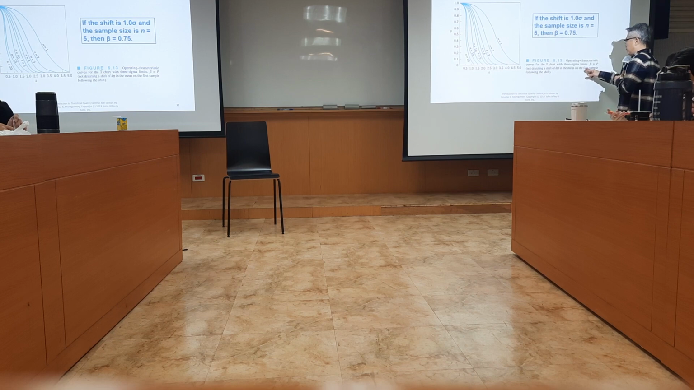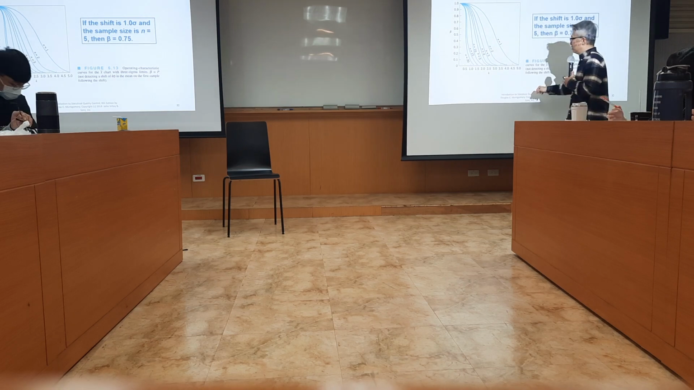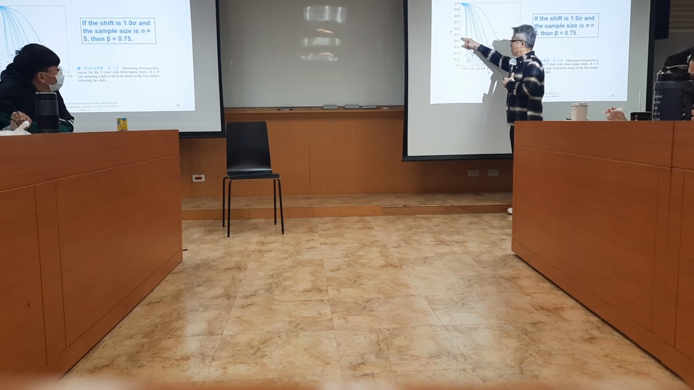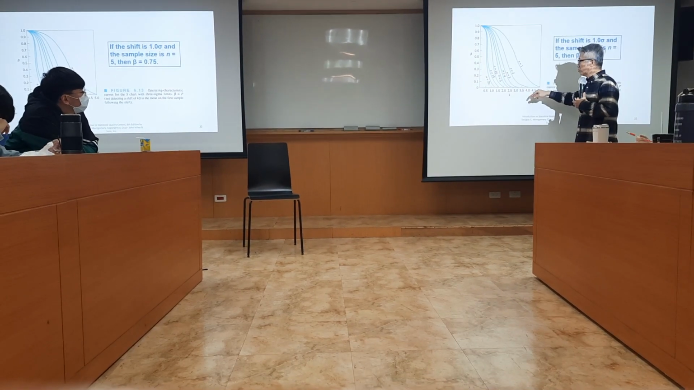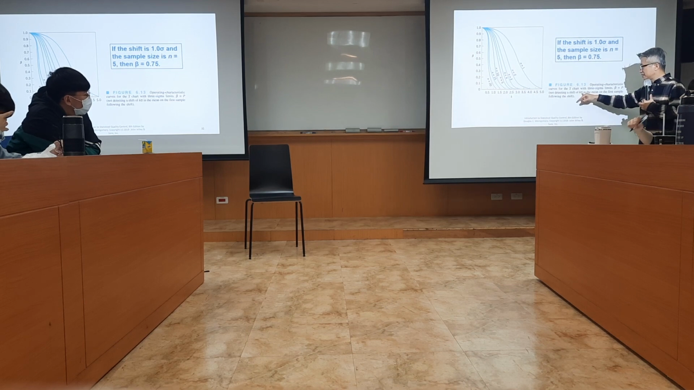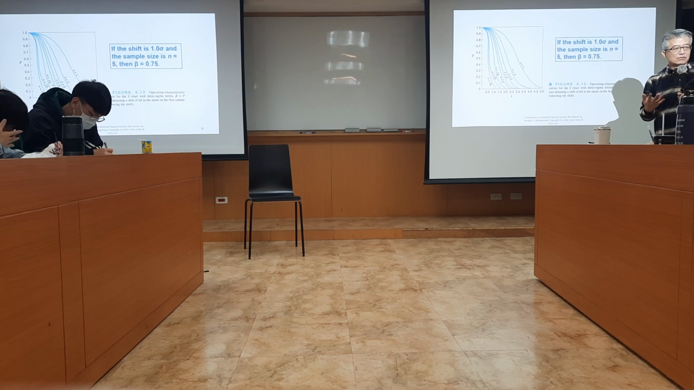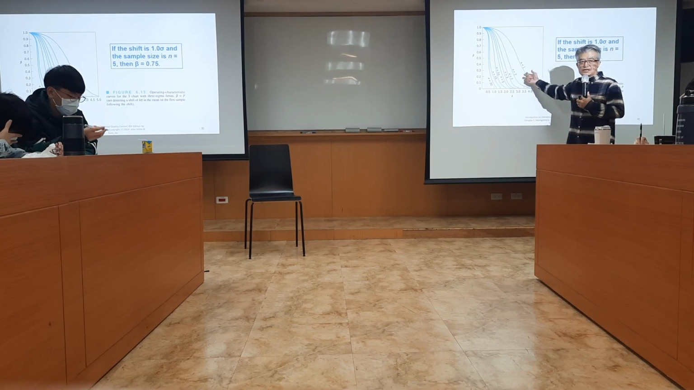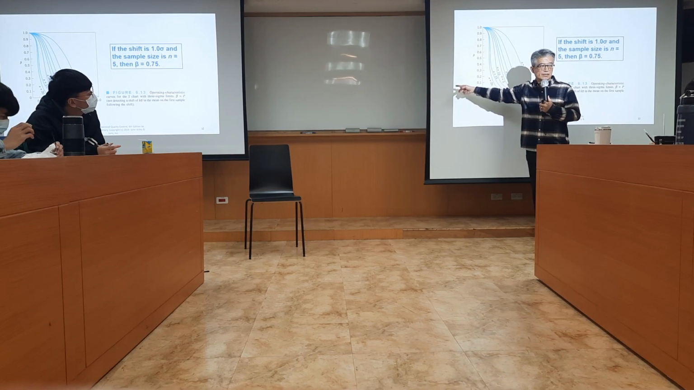So for the X bar chart with 3 sigma, beta is the probability given by the distribution in here. The vertical axis is the type 2 error, and the horizontal axis is k, the k sigma detecting shift, how many standard deviations. So you can directly check this graph to determine what the beta is.